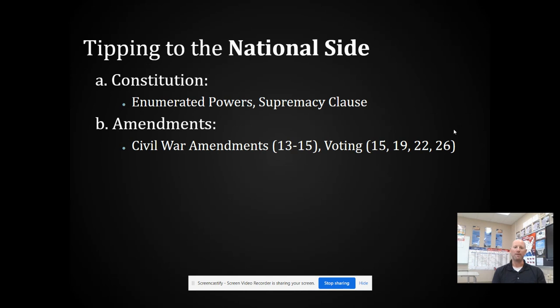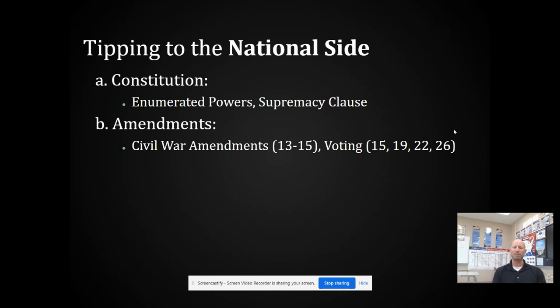The last Civil War Amendment, the 15th, gave African-American men the right to vote, so states could not deny them that right. But as we know, they had loopholes with poll taxes and literacy tests and things like that. But that again favored the national government over the states.